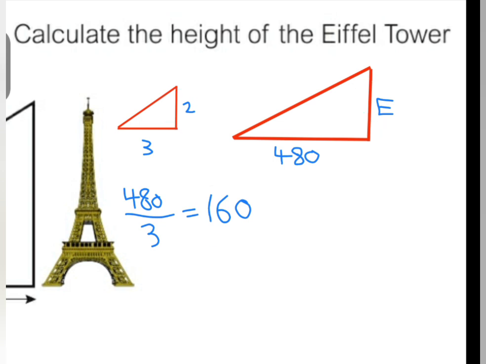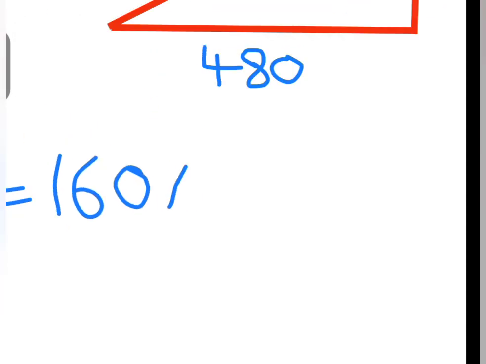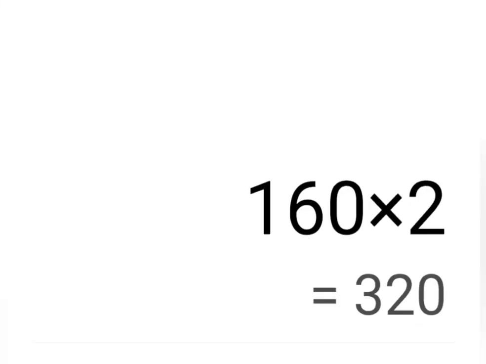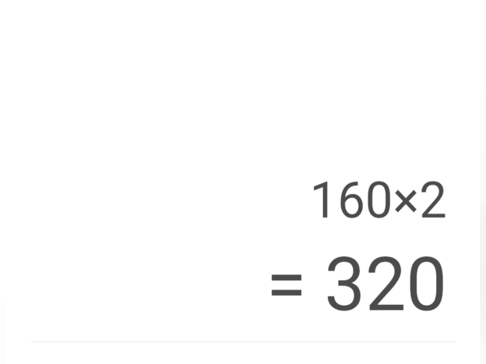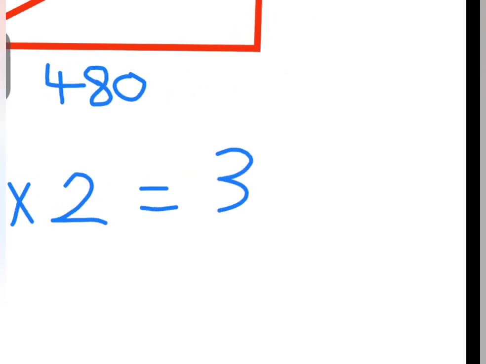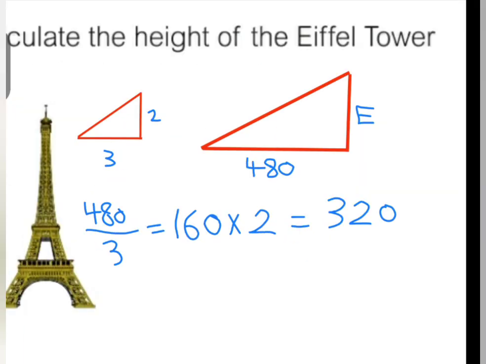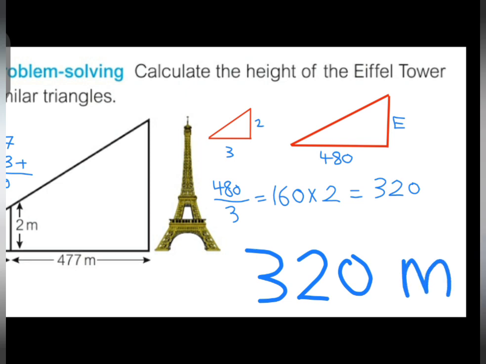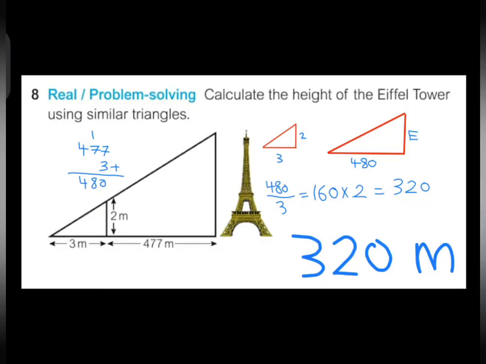So we take 160 and we multiply it by 2 to find E. So 160 multiplied by 2 equals... Let's use the calculator and then come back. 160 multiplied by 2 equals 320. Now, let's go back. So the answer is 320. So the Eiffel Tower is 320 meters. And this is how you answer a question like this.